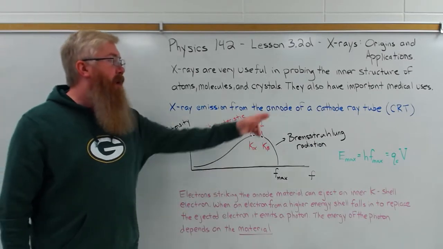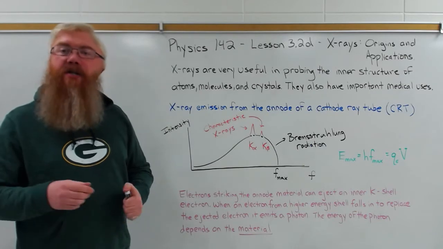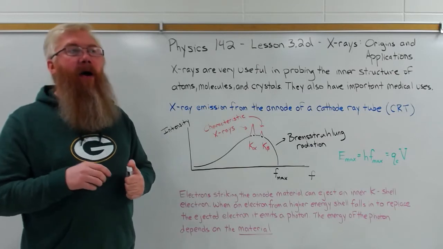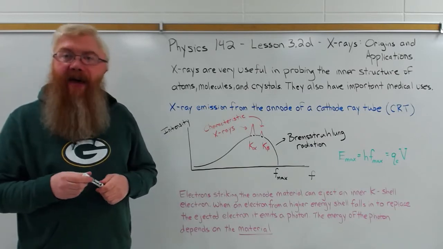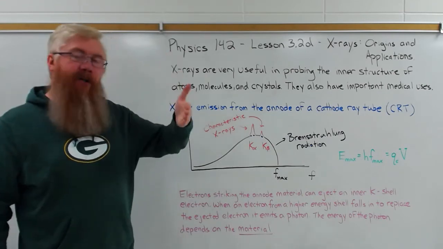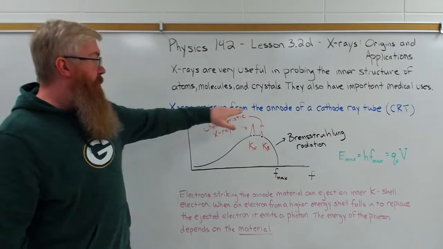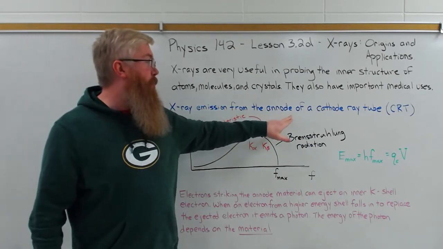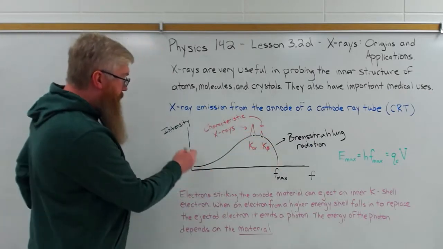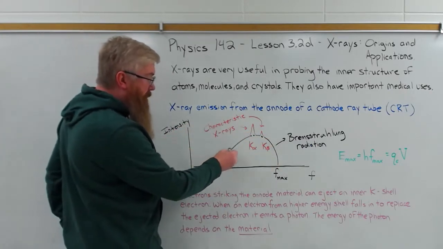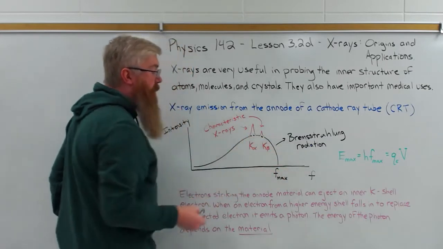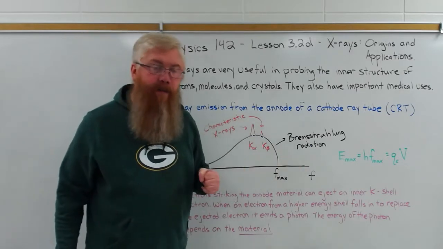So if you set up a cathode ray tube, a CRT, which is basically a high energy, a high voltage tube where electrons are stripped off of a material and accelerated through a high voltage to smash into an anode. So the X-ray emission from the anode when these electrons crash into it of a cathode ray tube looks like this. So the intensity of the X-rays increases with increasing frequency up to a point, and then there's a cutoff frequency where you don't get X-rays beyond that point.